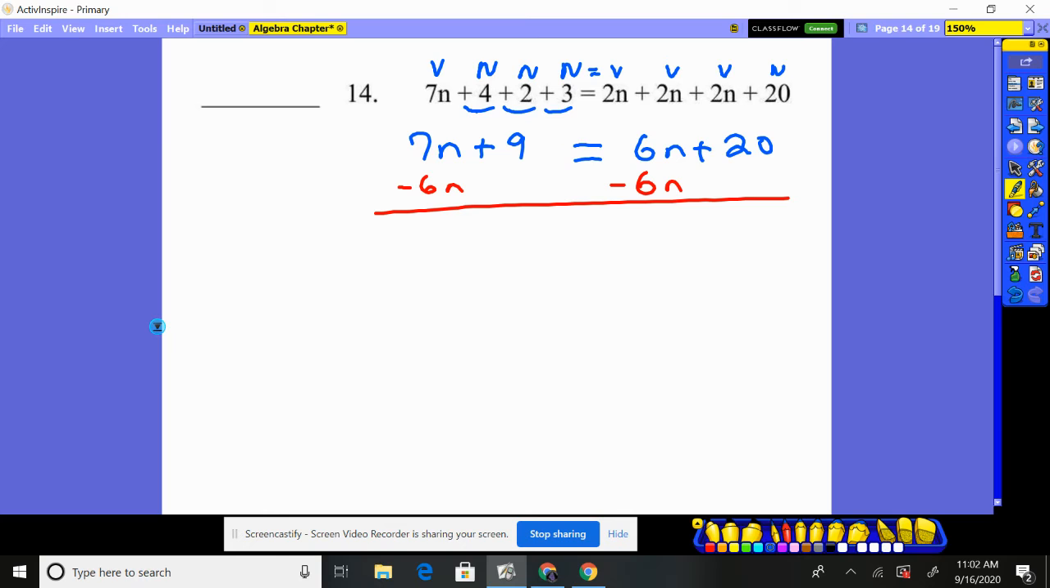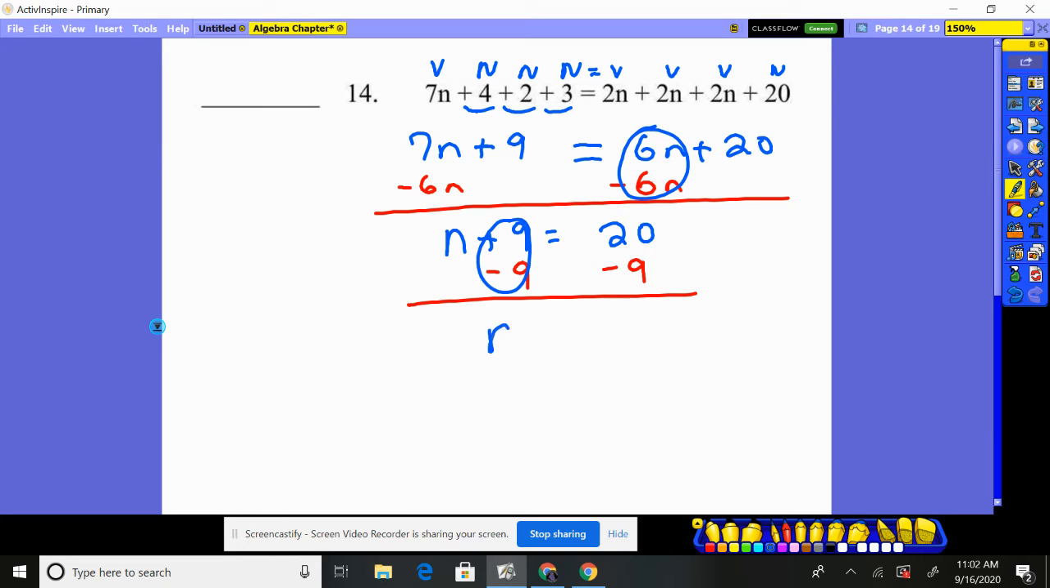7n minus 6n gives me a single 1n plus the number 9 equals, that goes away, 0 plus 20 is 20. Now, I've gotten a single n to the left, but I don't have all my numbers on the other side. So I'm going to get rid of that plus 9 by subtracting 9 from both sides. That'll go away. I'm left with n equals 11. 11 is my solution for number 14.